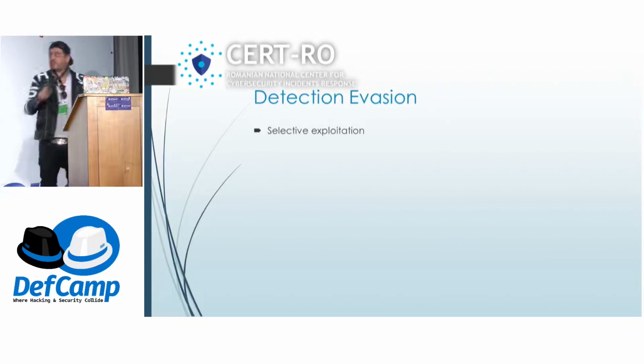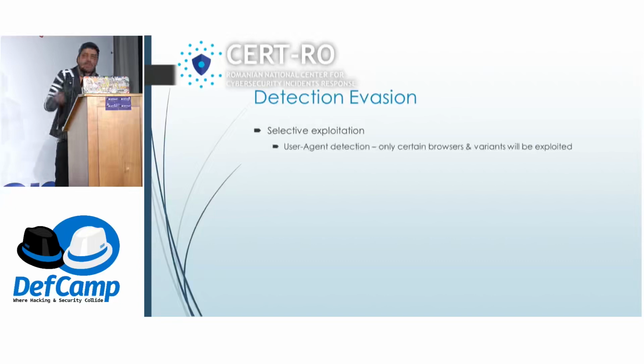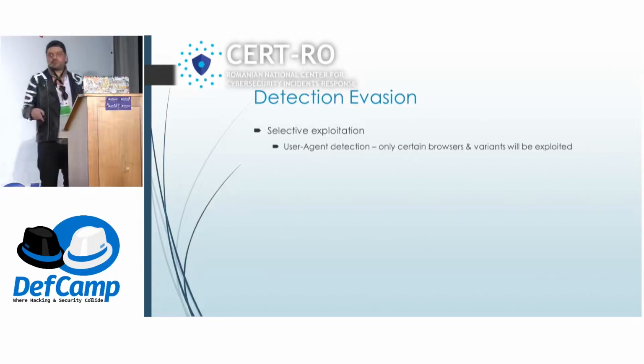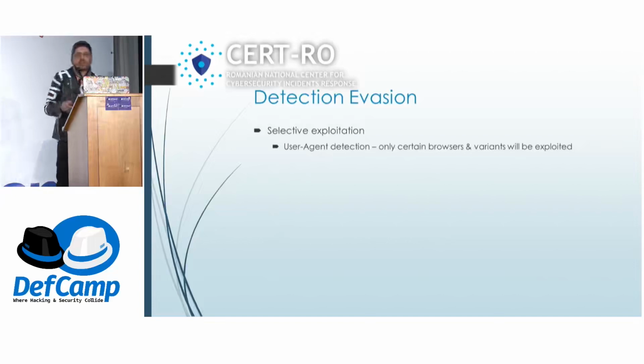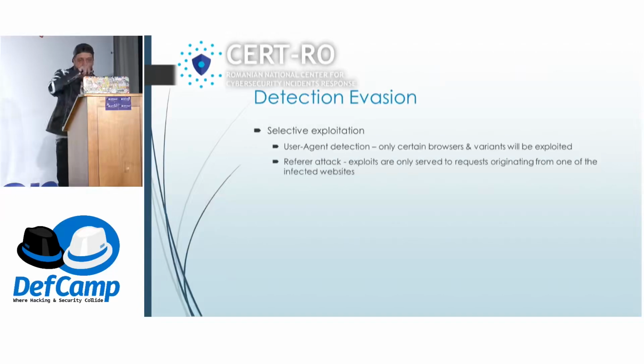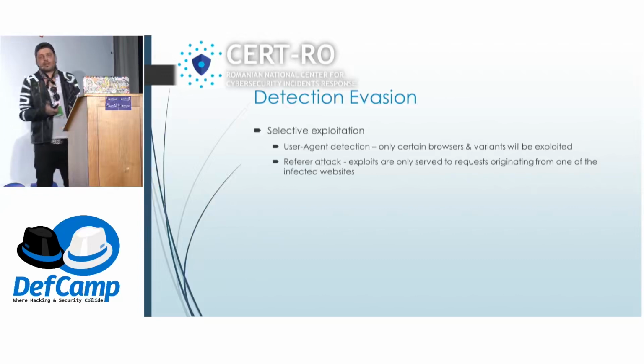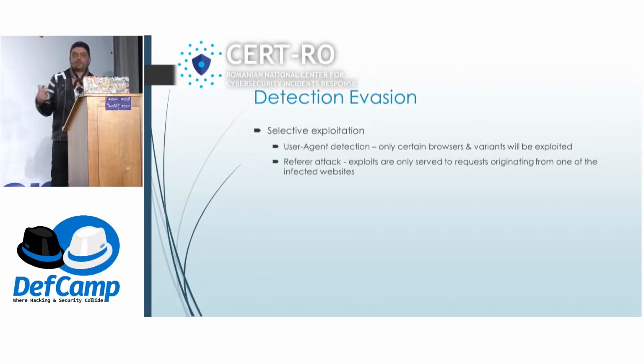Also, there is something I call selective exploitation. The attacker decides to only target certain versions of browsers, certain types of browsers, or operating systems. Also, there is what I call the referrer attack, which means the exploits are only served to requests that originate from one of the infected websites. So if you directly analyze it, it will do nothing. Only if you come from one of the infected websites they know they have.